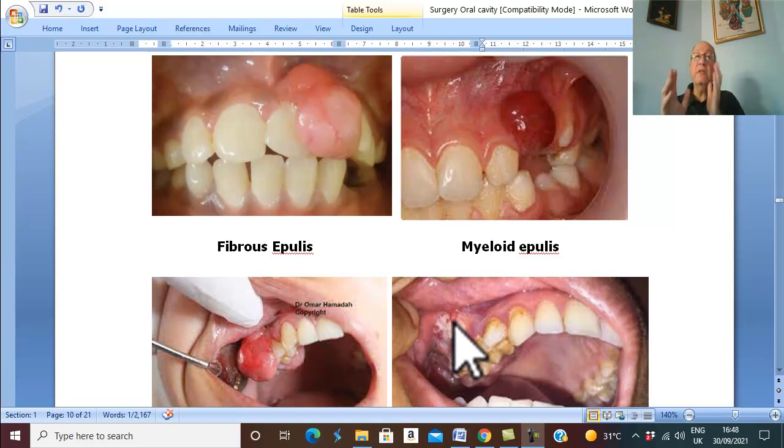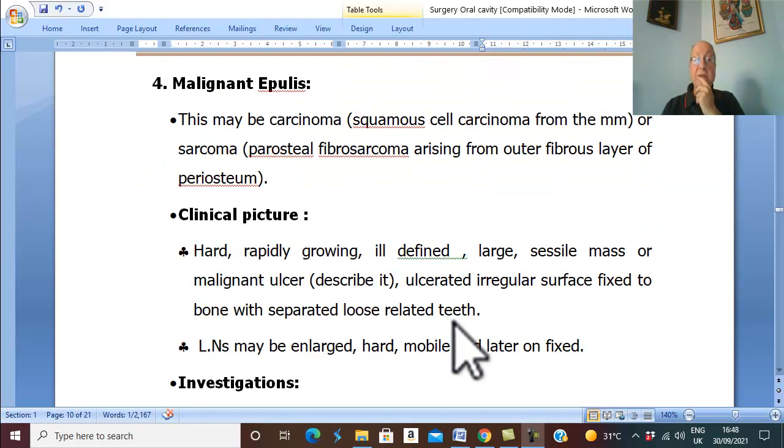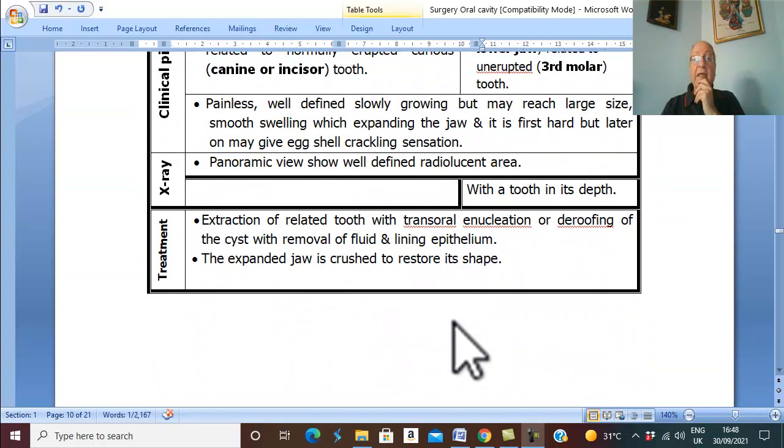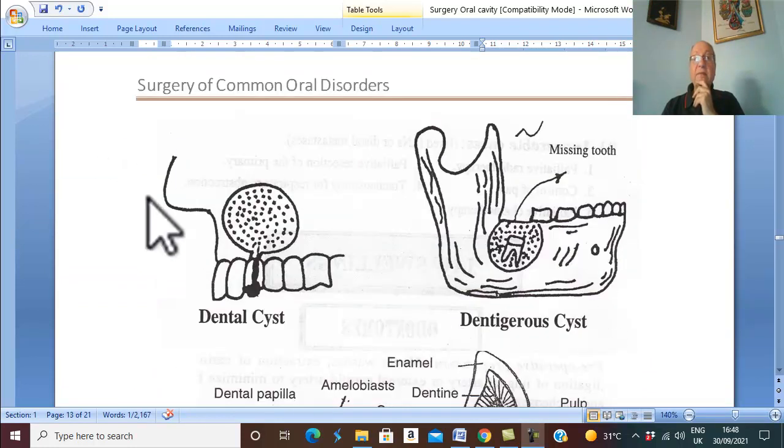Odontomes are tumors or cysts related to the remnants of the development of teeth or related to the sepsis of the teeth. Odontomes include dental cyst, dentigerous cyst, and adamantinoma.